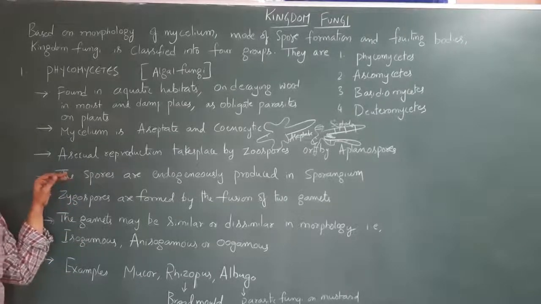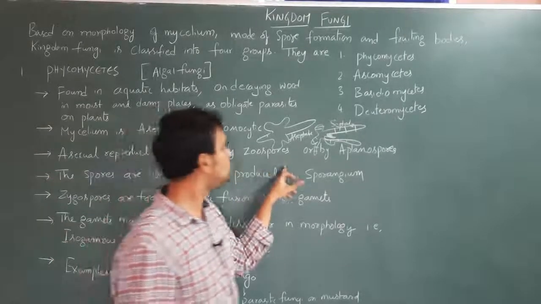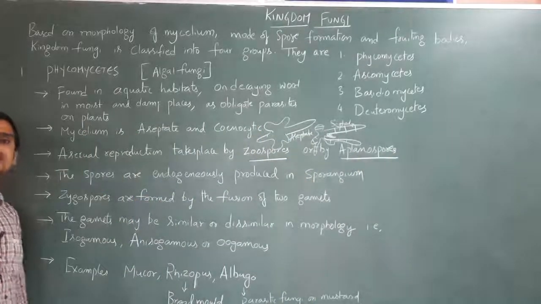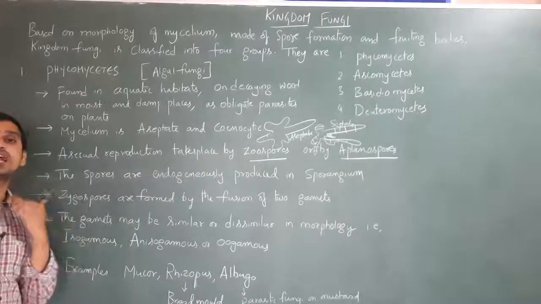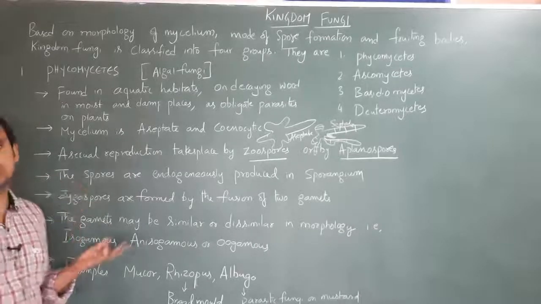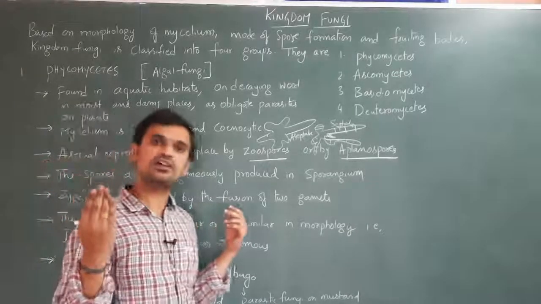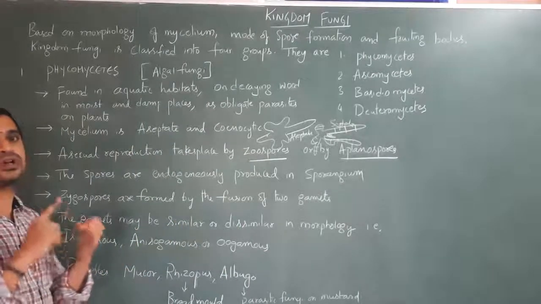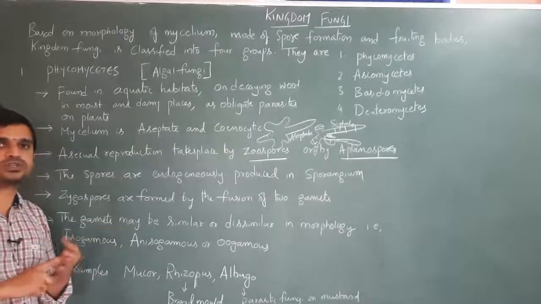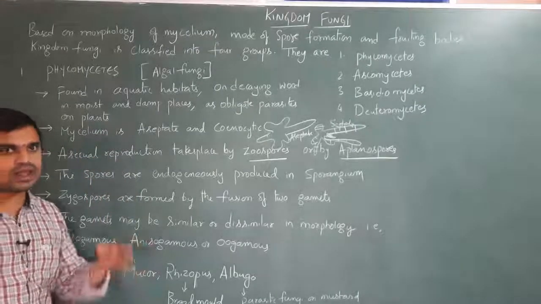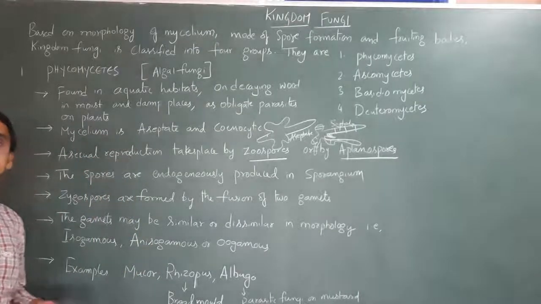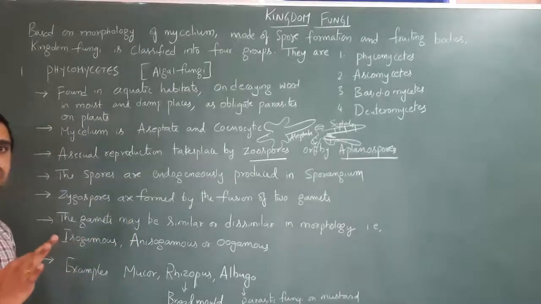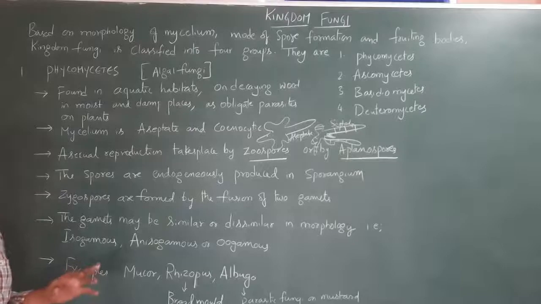Next, asexual reproduction takes place by zoospores or aplanospores. We already discussed in the last class different types of spores. Asexual spores are 4 types and sexual spores are 4 types. Asexual spores are aplanospores, conidiospores, sporangiospores and zoospores. Sexual spores are oospores, zygospores, ascospores and basidiospores.